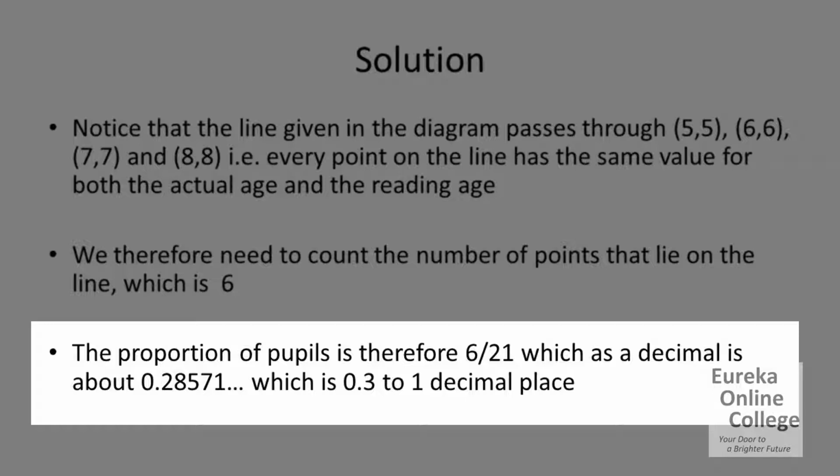They want this as a decimal to 1 decimal place. So you can use the calculator provided to do 6 divided by 21, which will give you around 0.28571. If you round that to 1 decimal place, you get 0.3.